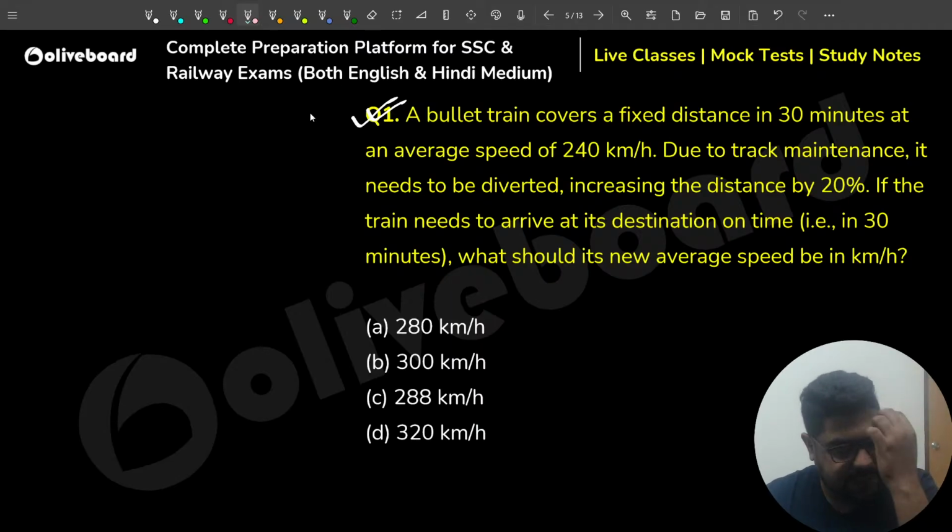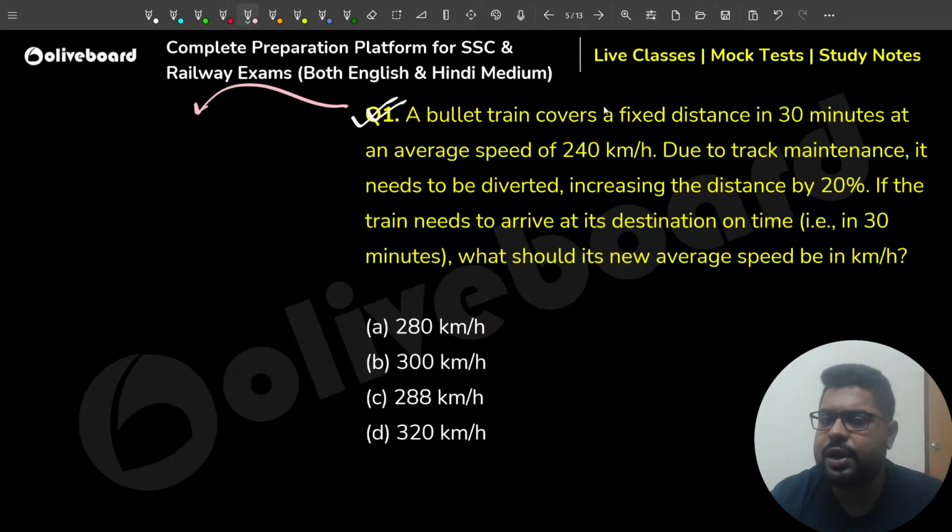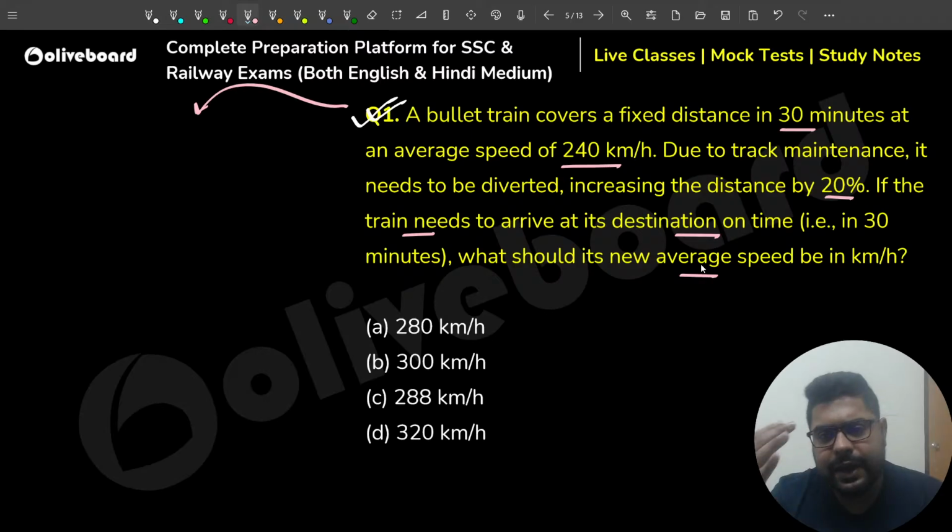Any answers? A bullet train covers a fixed distance in 30 minutes at an average speed of this. Due to maintenance, it needs to be diverted, increasing the distance by this. If the train needs to arrive at the destination on time, what should be the new average speed? So again, it might look big. The question is very simple.